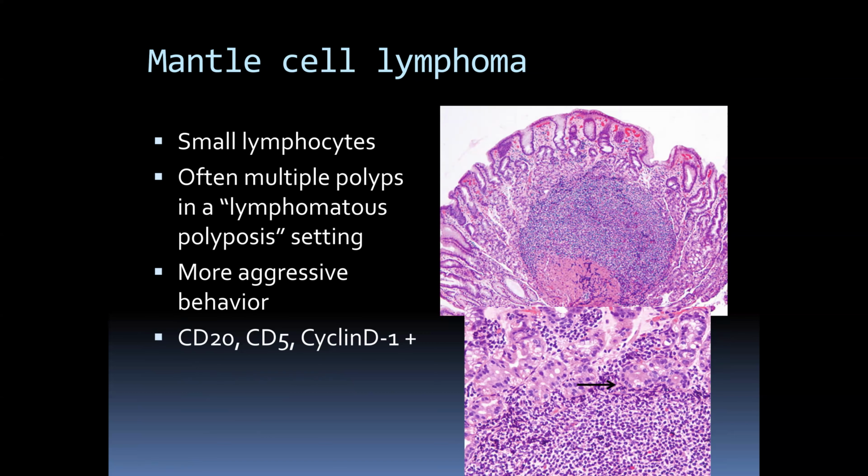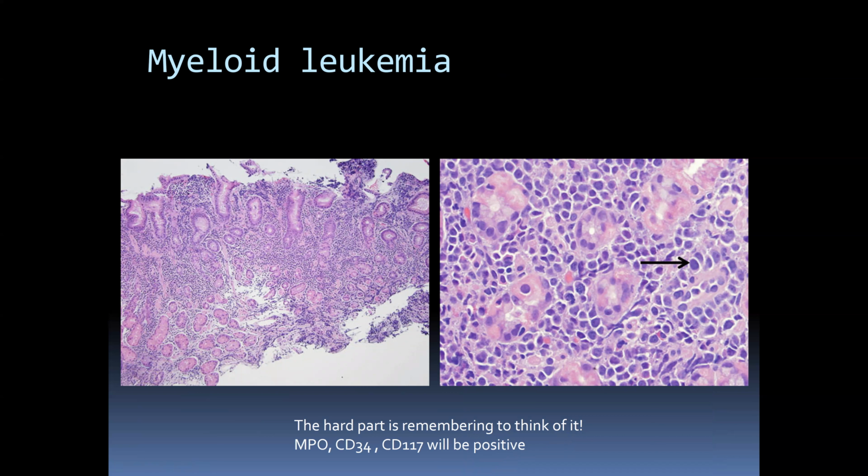Myeloid leukemia shouldn't be excluded. Granulocytic sarcoma can occasionally occur here. And if you remember to think about it, then you'll probably remember to do the stain. So you're thinking of your myeloperoxidase, CD34, CD117 should be useful markers to help delineate that entity. These usually do not have characteristic lymphoepithelial lesions. As you can see here, the glands tend to be preserved and the infiltrate is between the glands.